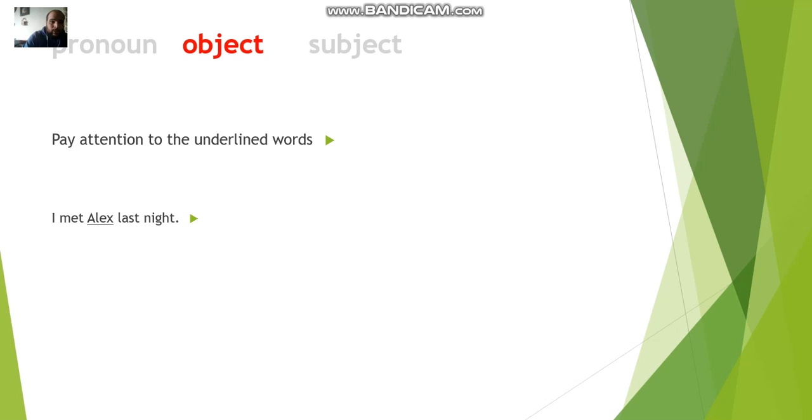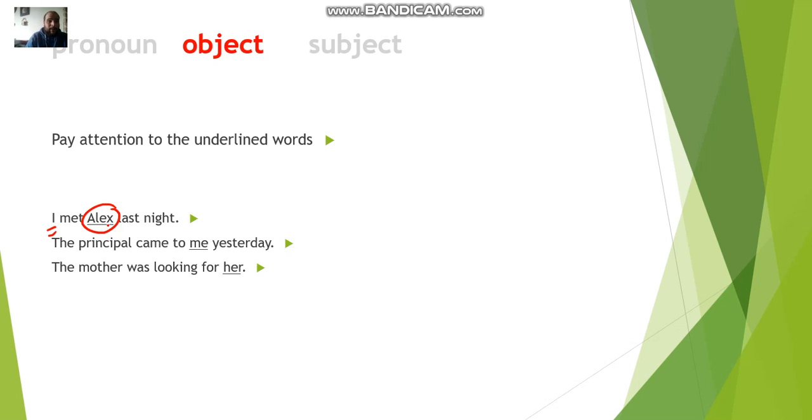Now let's pay attention to the object pronouns here. I met Alex. I was the one who did the action of meeting. Meeting whom? Alex. He is the receiver of the action. If I'm going to replace it, I'm going to replace it with the object pronoun him, because he is a boy.